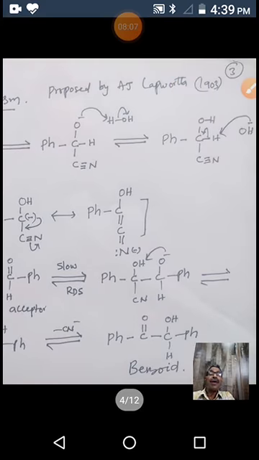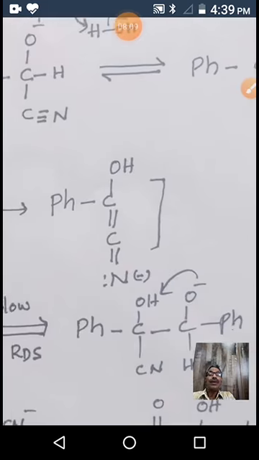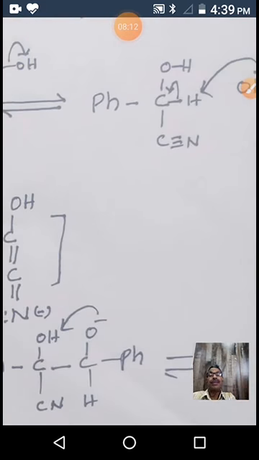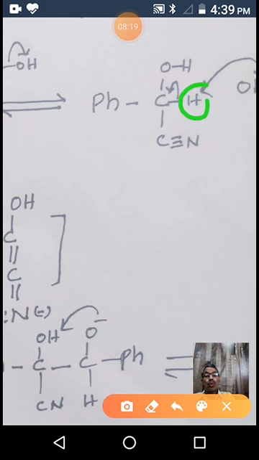So this cyanohydrin, you see, we have two hydrogens. Hydroxide ion abstracts this H plus. We have two hydrogens, H pluses, this one. So the two hydrogens exhibit acidic nature.